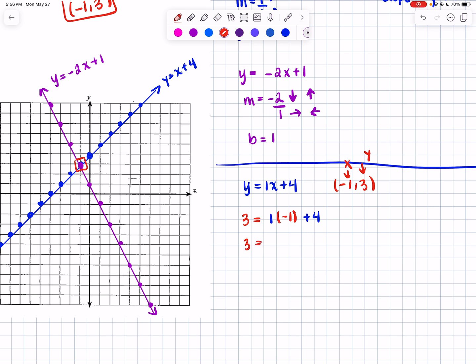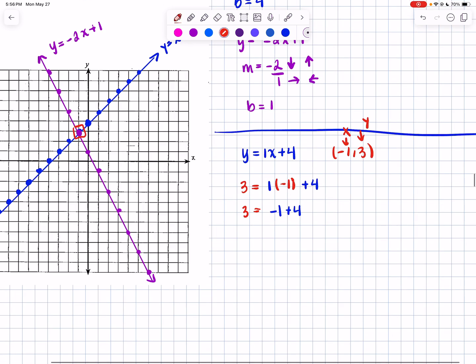Now I can type this into my calculator or I can do it mentally. 3 is going to be equal to 1 times negative 1, which is a negative 1, and then I add 4. And I do get 3 is equal to 3. So that means that works.